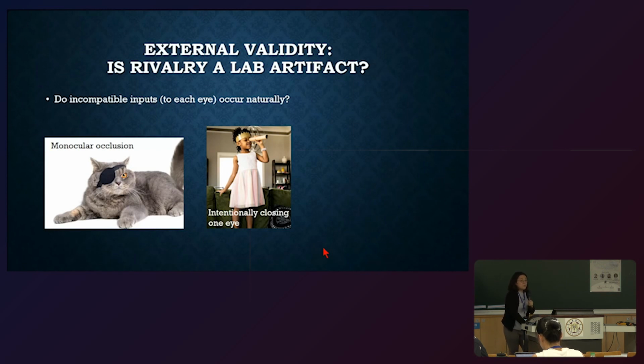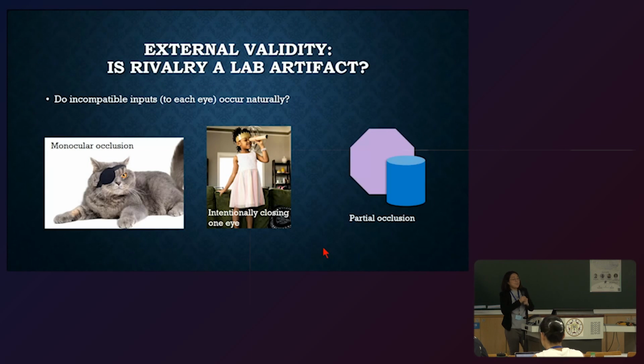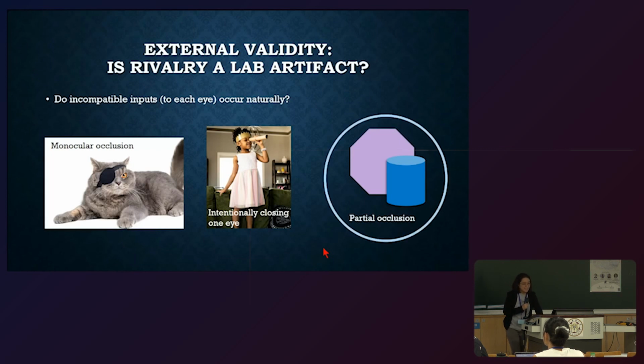But the more common ones that we get are partial occlusions, because objects in the world occlude each other, because we all exist at different layers. So this is how incompatible inputs can be generated. I'm going to focus on partial occlusion because it seems more likely, because not many of us go around looking like a pirate or holding a cardboard tube like this. So let's focus on partial occlusion.